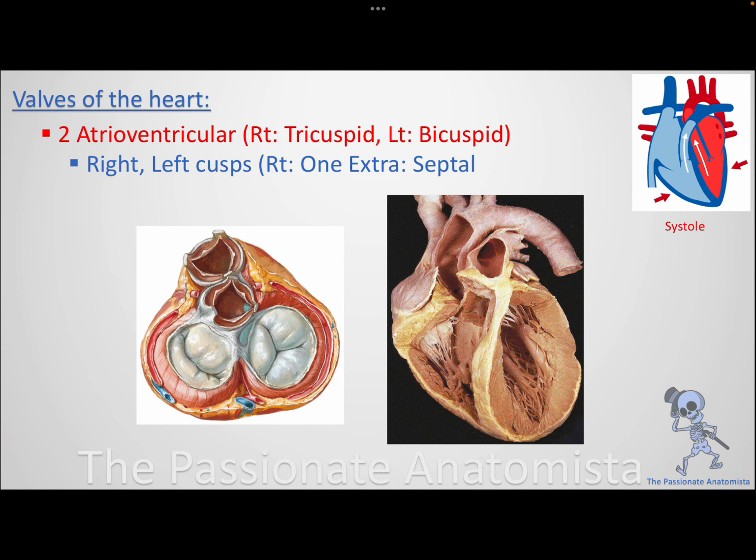So for the tricuspid valve and the bicuspid, which are the atrioventricular valves, and also for the pulmonary and the aortic, remember that for all of them we have right and left cusps. So we have cusp right and left for the tricuspid valve, and we have right and left for the mitral valve, and then we have the same thing for the pulmonary and the aortic. But what about the tricuspid valve? Because we have three of them, the extra one is going to be the septal cusp.